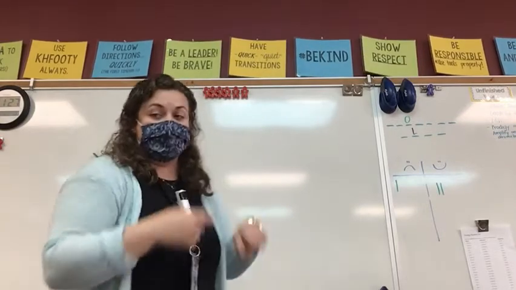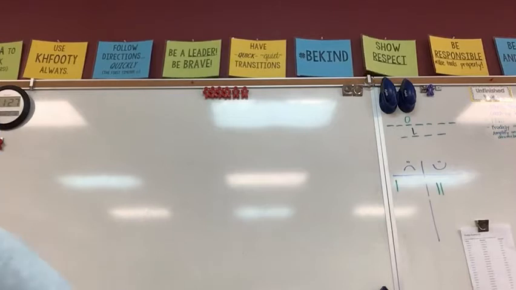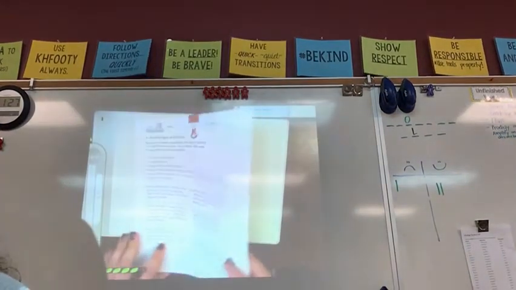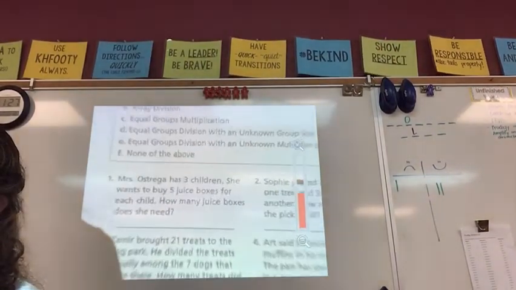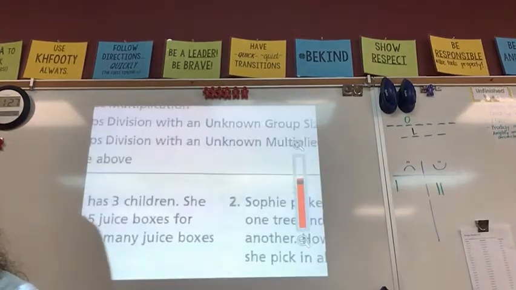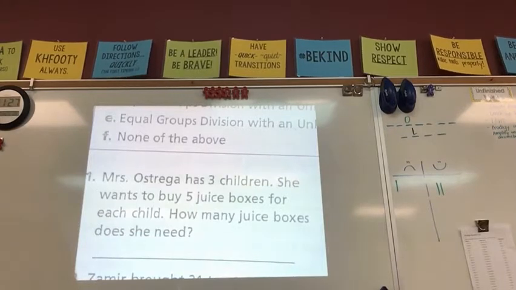So, check it out. I'm going to show you what you're going to be doing, starting with numero uno. Mrs. Ostrega has 3 children. She wants to buy 5 juice boxes for each child. How many juice boxes does she need?